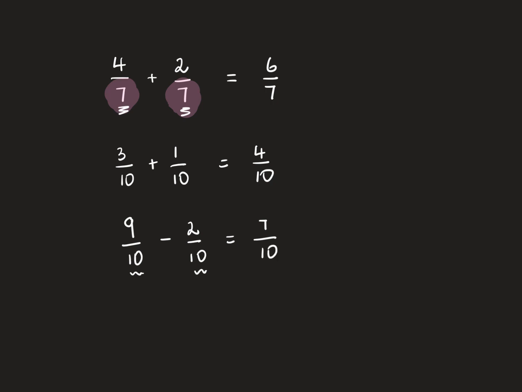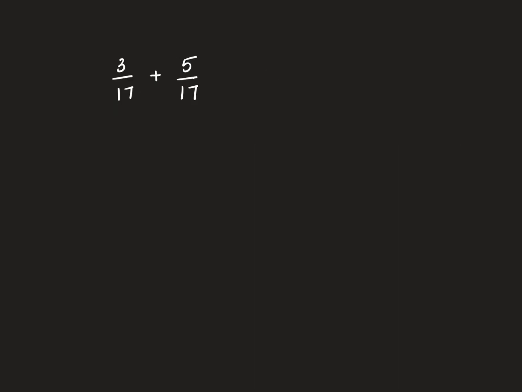Notice what I didn't do there. I didn't say 3/10 plus 1/10 equals 3 and 1 is 4, 10 and 10 is 20, 4/20. That is not correct. Do not do that. If the denominators are the same, when we're adding up fractions, the denominator stays the same, and we just add up the numerators. Have a go at this one for yourself.